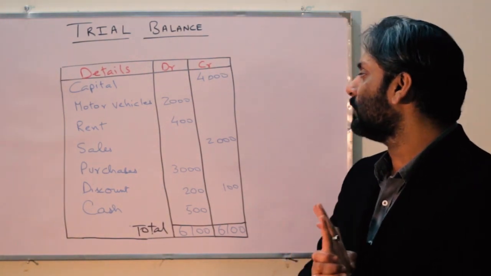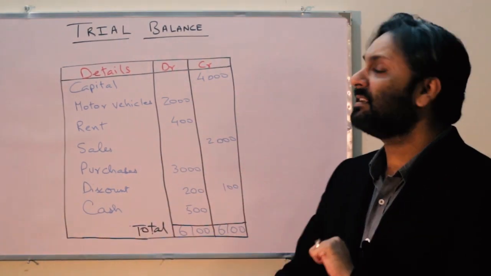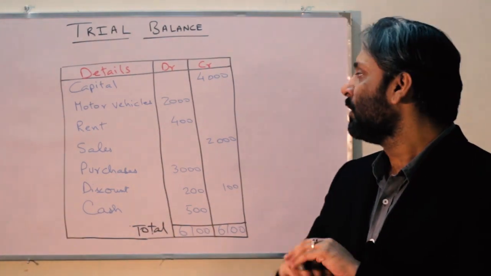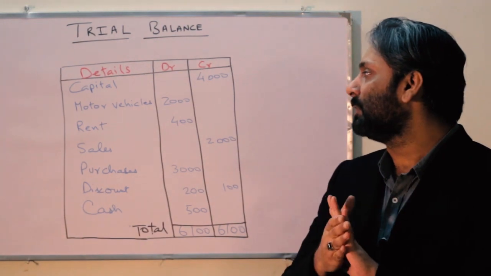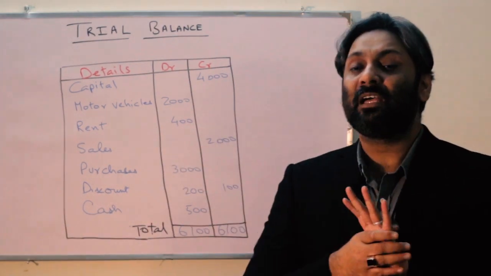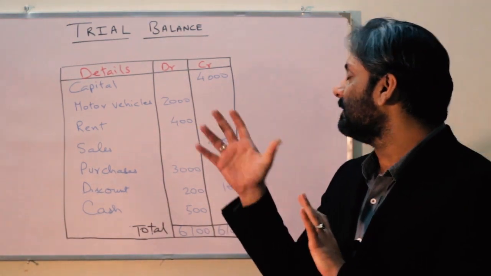And those are going to be falling under two categories: debit balances and credit balances. All the incomes and liabilities and capital are going to be written on the credit side, whereas all the assets and expenses are going to come on the debit side.